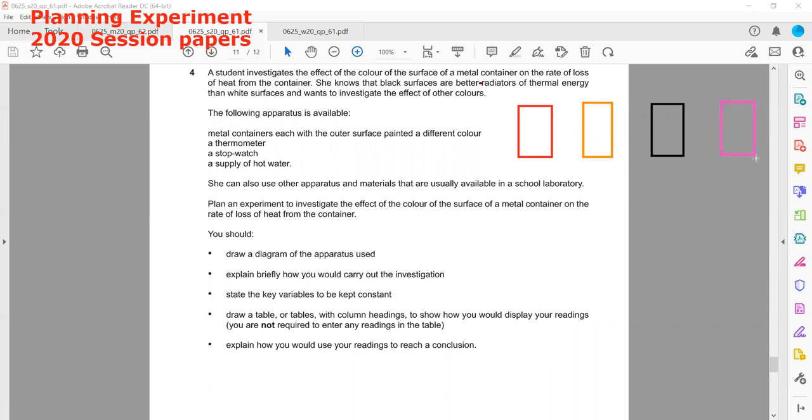She will add equal amounts of hot water in 4 different containers. Then she will place a thermometer in each container.